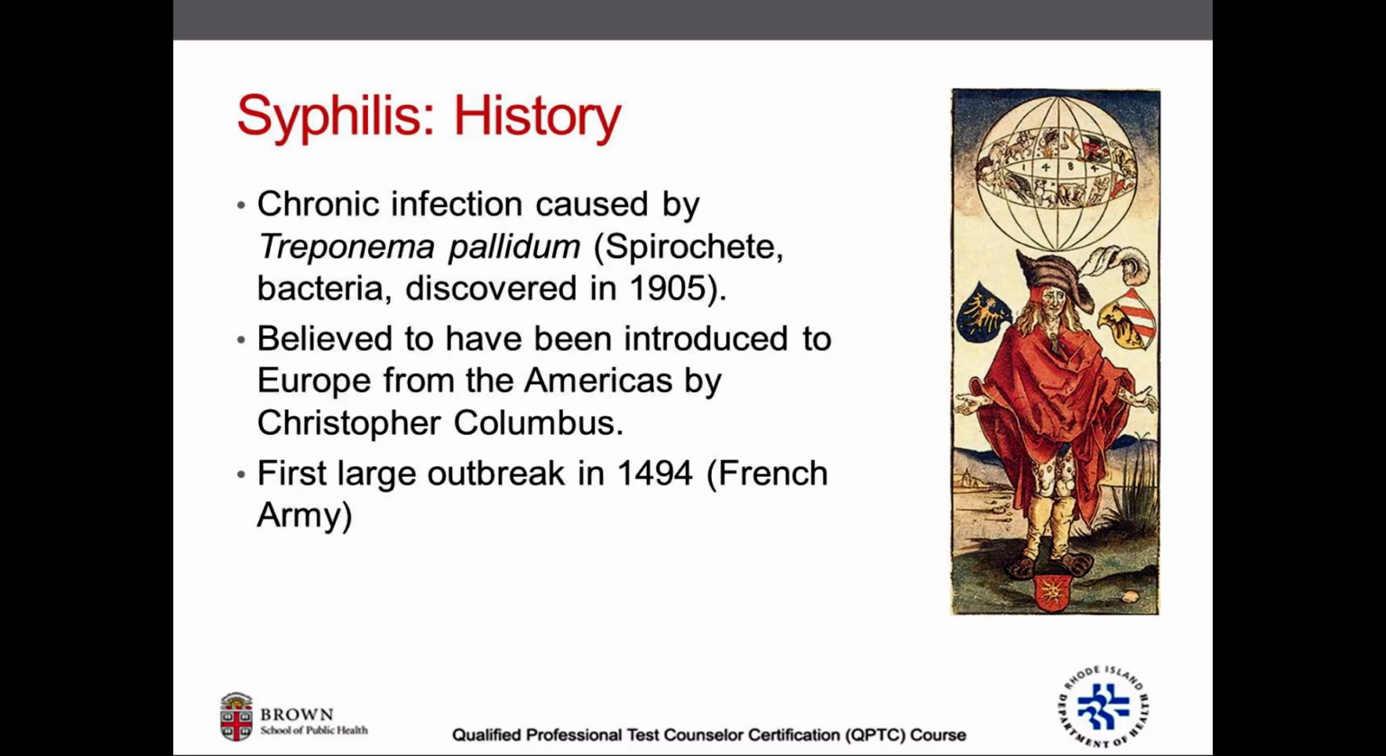Syphilis. Syphilis is one of the long-standing STIs. It's caused by a bacteria known as Treponema pallidum. It was discovered in the late 1400s. It's actually believed to have been introduced to Europe from Americas by Christopher Columbus, and the first large outbreak was witnessed in 1494 in the context of a French army invasion.